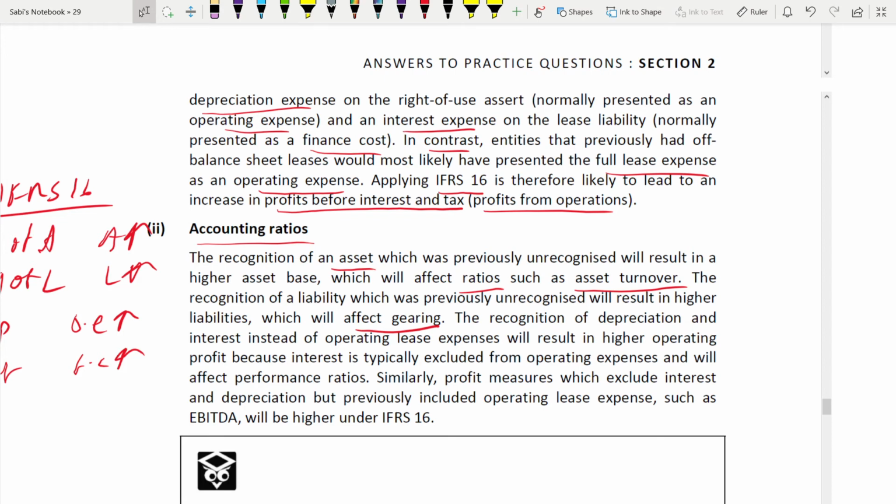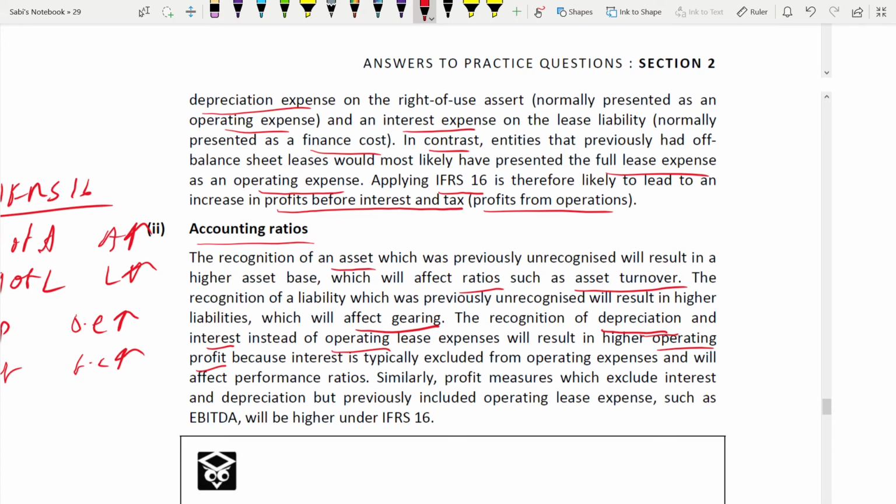It will go up. Depreciation, as we said earlier in part A, will be included in operating, and interest will be under finance. Because of that, operating profit does not include interest, it excludes interest. That's why it will show a higher operating profit before interest, because interest is not there under operating expenses.